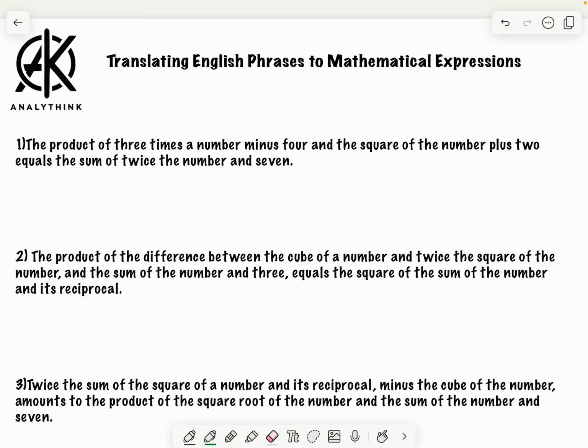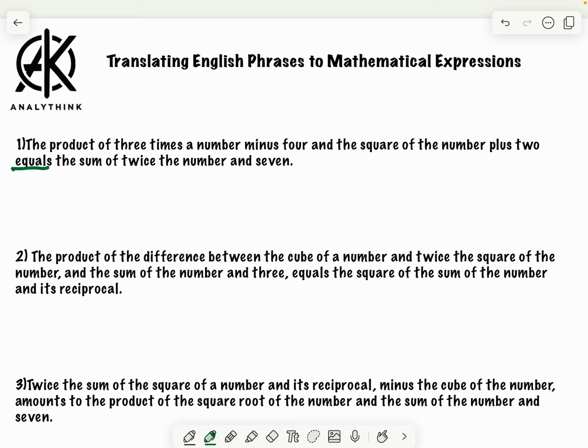The product of 3 times a number minus 4 and the square of the number plus 2 equals the sum of twice the number and 7. So notice that we already have equals here. So that means it's already an equation. And now let's analyze each word in the statement.